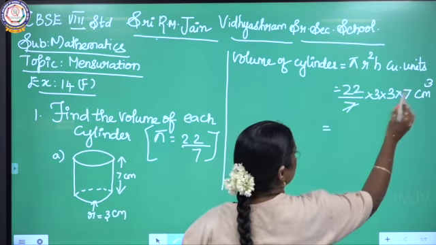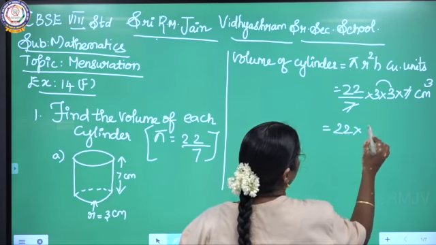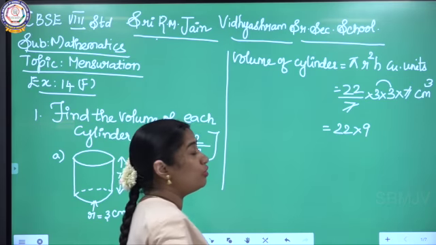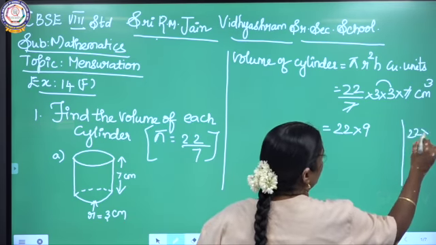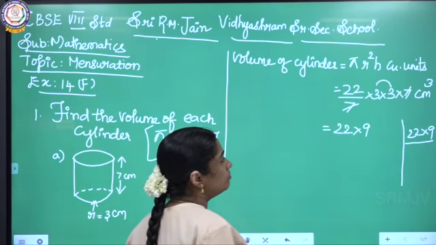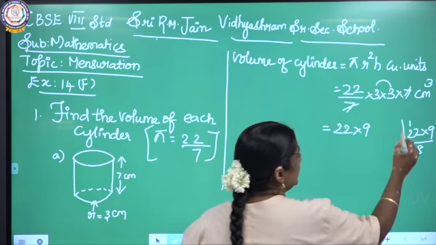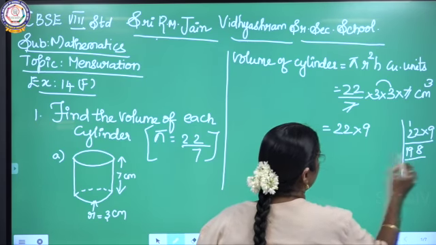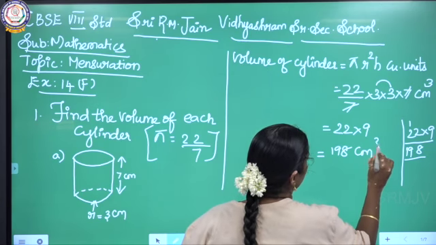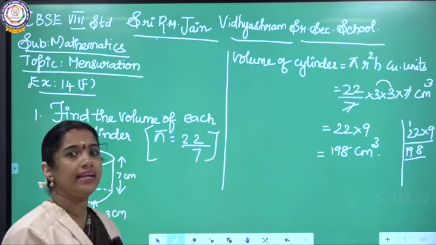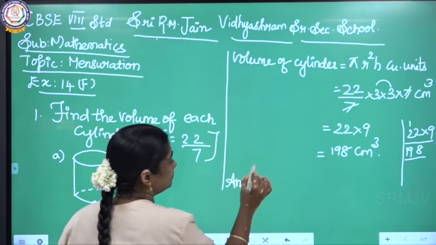Listen, 7 gets cancelled. So 22 into 9, 3 3s are 9. Just you do it in the rough column. 9 2s are 18, balance 1. 9 2s are 18, 18 plus 1 is 19. So the answer is 198 centimeter cube. Now, write the answer.